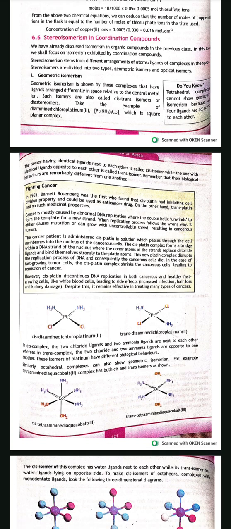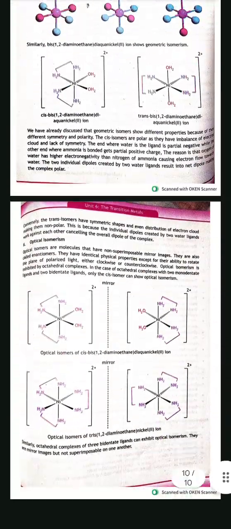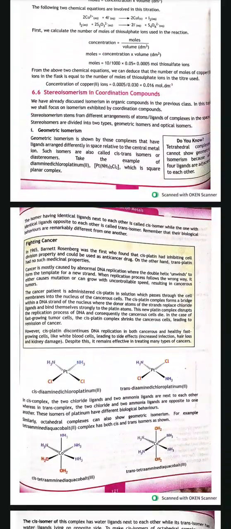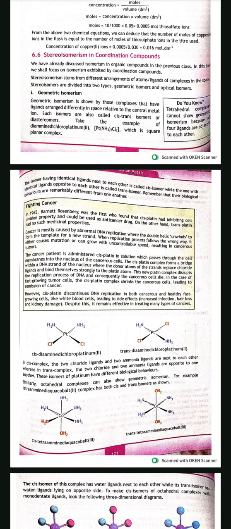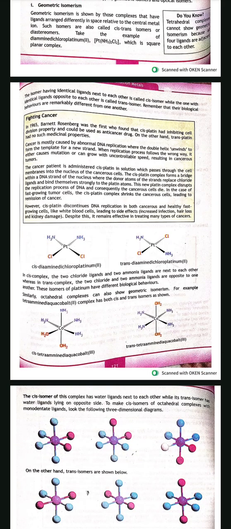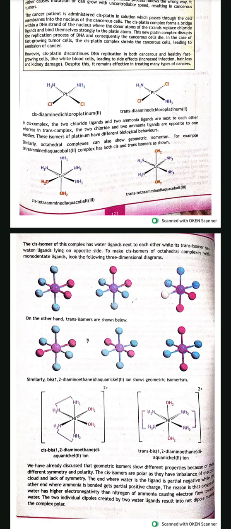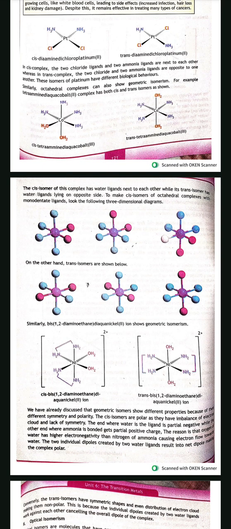Now there is some stereoisomerism that is present in coordination compounds. First is geometric isomerism, and second is optical isomerism. Geometric isomerism exists in the form of cis and trans isomers, or the diastereomers. For example, we have the complex diamminedichloroplatinum(II). It can exist in the cis form and the trans form, as we can see in this figure.